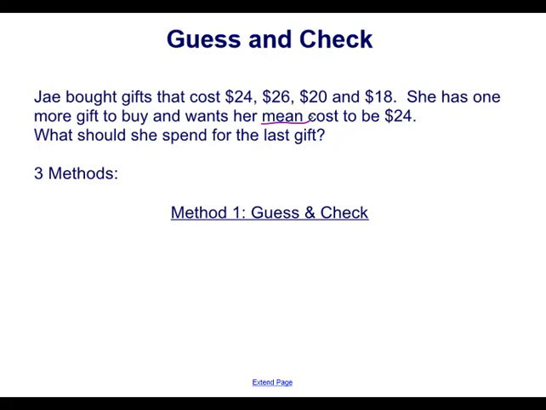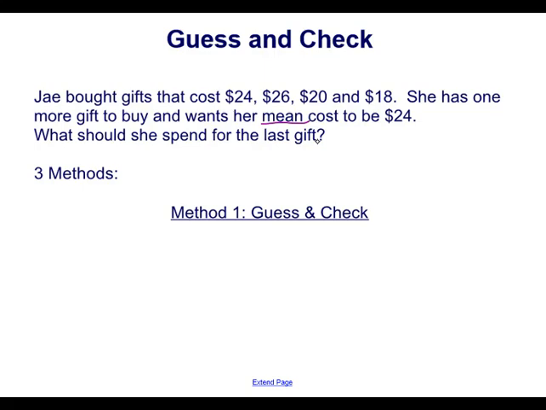So the only information we have are the first 4 data points, the fact that we need a fifth, and we want the mean cost to be $24. To remind you, the mean is adding up all of the data values and then taking that sum and dividing by how many data points you have. It's finding that average. So there are 3 different methods to answer this question.